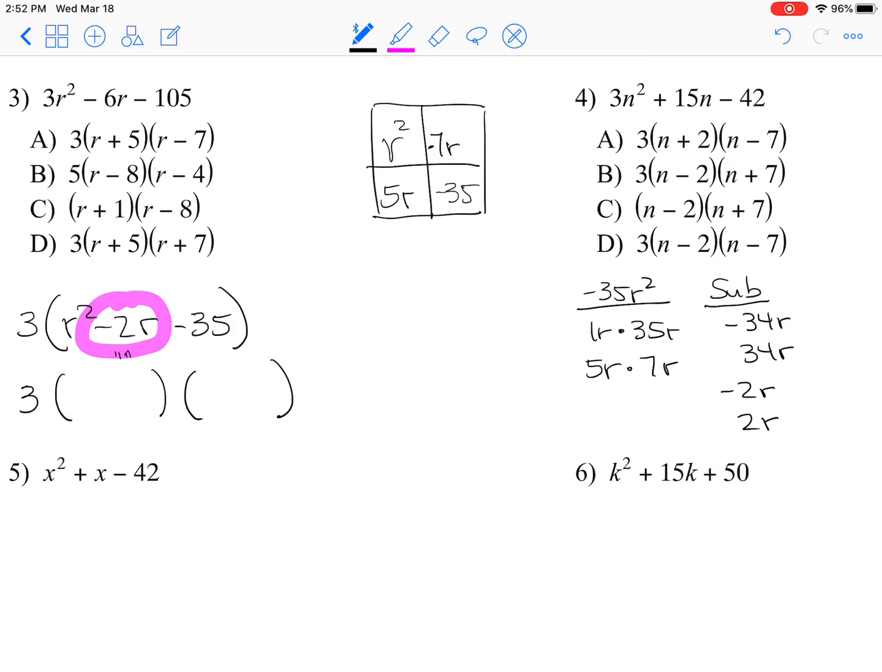So after we get our box filled in, again, we do our greatest common factor. So from left to right, r squared and negative 7r have an r in common. 5r and negative 35 have a 5 in common. They're both positive because they both touch these positive boxes right here. When I go vertical and do the two columns, r to the second and 5r have an r in common. Negative 7r and negative 35 have a 7 in common, and that 7 is going to be negative because this box right here had a negative.